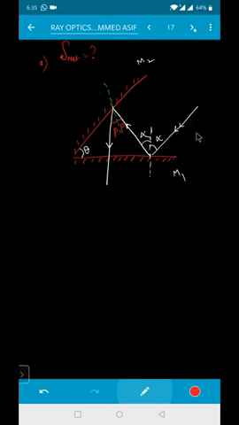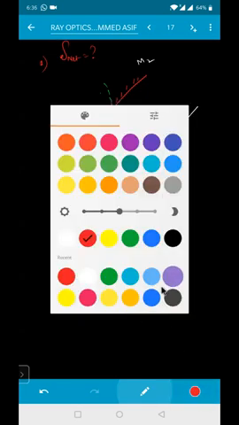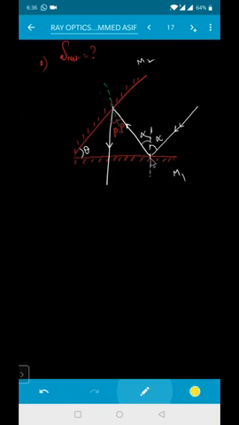Here, the first ray of light is incident on the mirror M1 such that it is parallel to M2. After reflecting, the reflected ray is going in such a way that it makes an angle of incidence beta with the second ray. Now I need to calculate the net deviation. Can anyone tell me how many deviations you can see, beta?